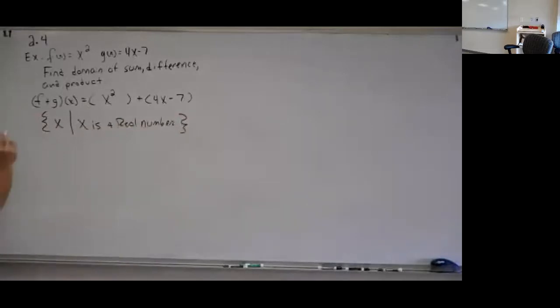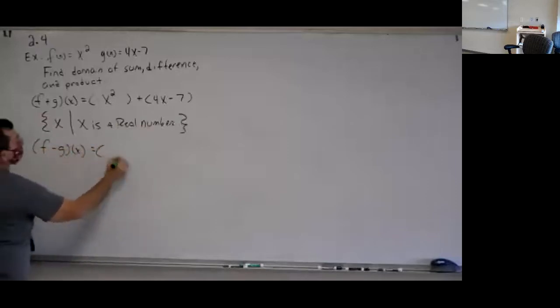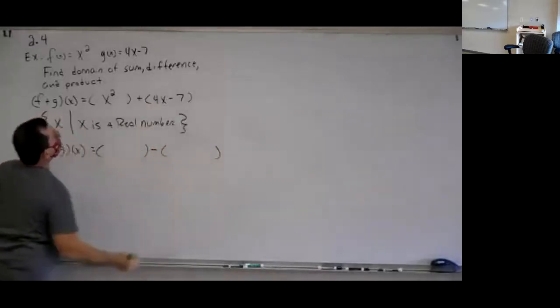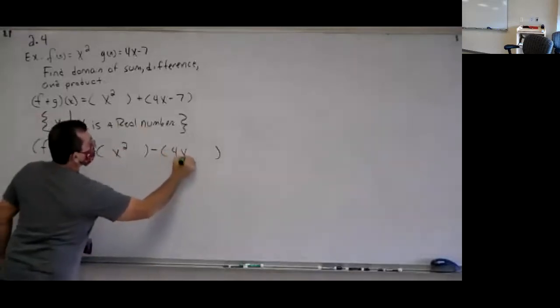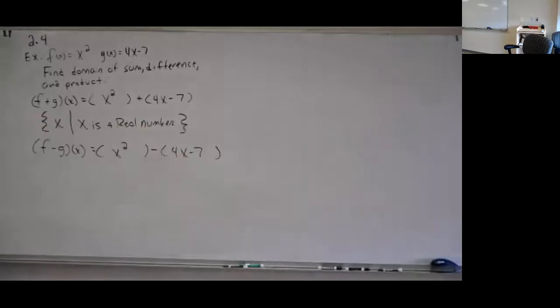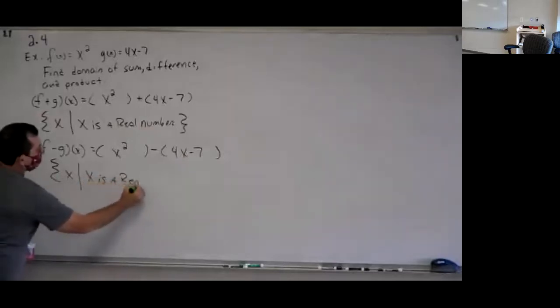Right, so let's look at the difference. That'll be f minus g of x. So that'll equal our f minus our g. So once again, that is an x squared and then a 4x minus 7. Same situation, right? And you'll notice that on these problems, on the domain, whatever you're getting for the adding, you're pretty much going to get the same thing for the subtraction. So I don't have any fractions to worry about that are making it undefined. So once again, it'll be x such that x is a real number.